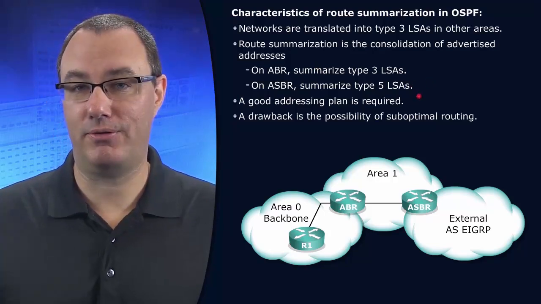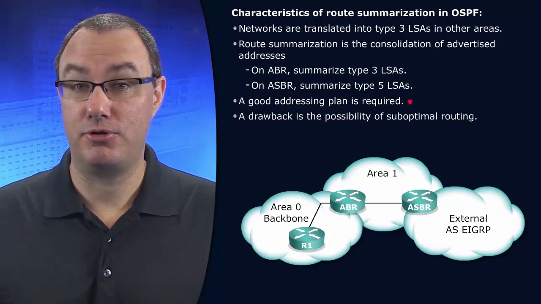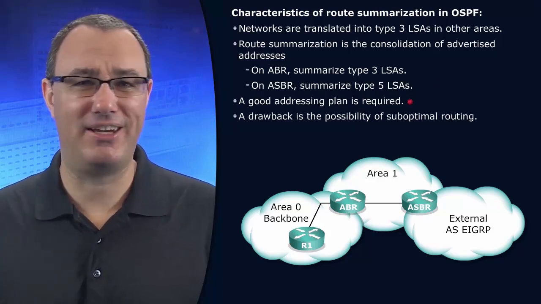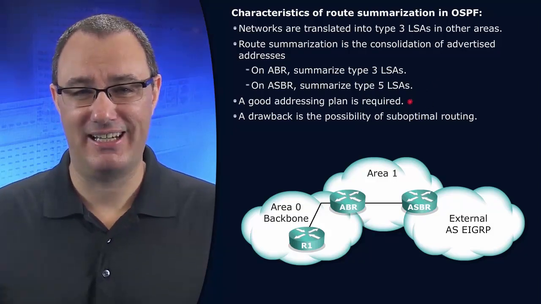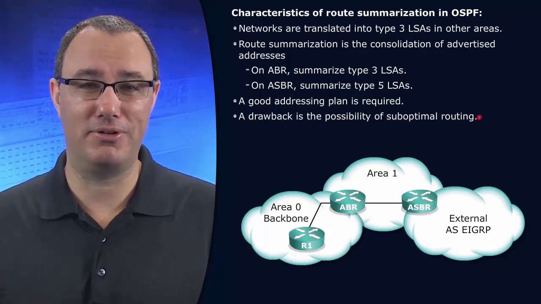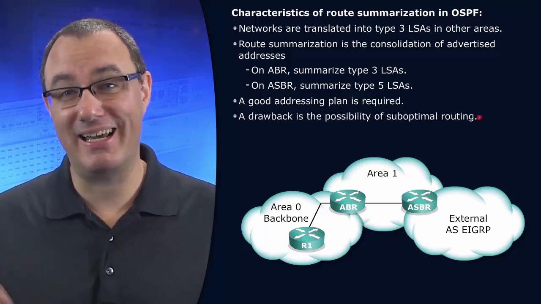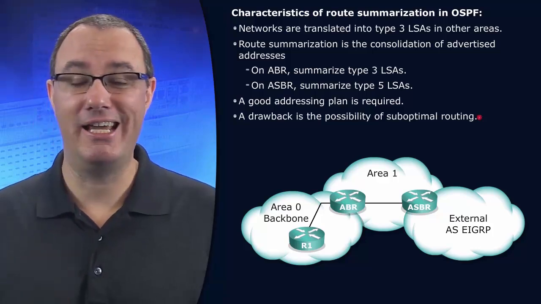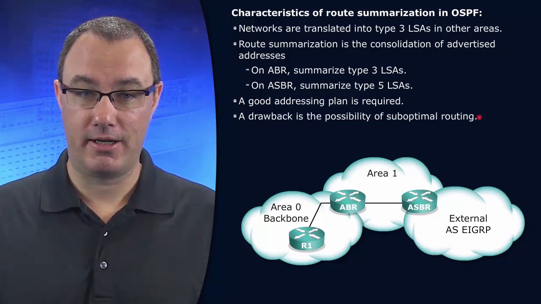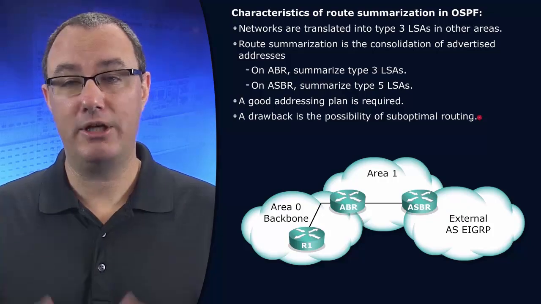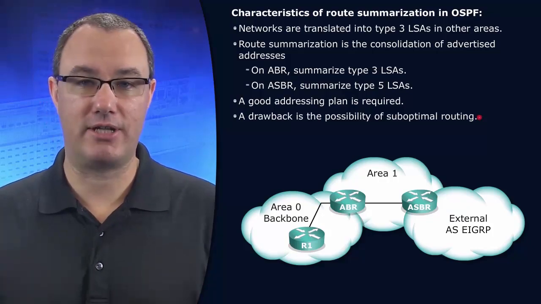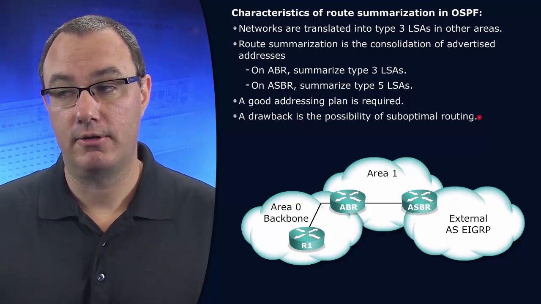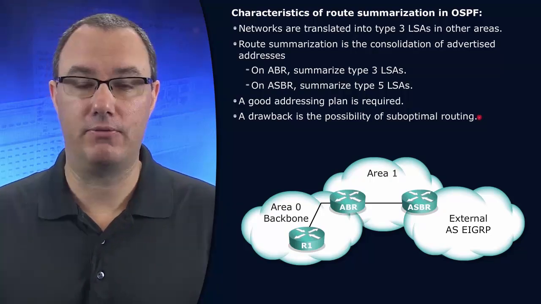You also have to, of course, be set up to do this. Your addressing scheme has to be conducive to it. And if you do this wrong, it is possible you'll have suboptimal routing because you're hiding specific routes, and maybe just for that one member of the summary, there's a better way to go. However, we should not shy away from this technique when it is appropriate for our topology.